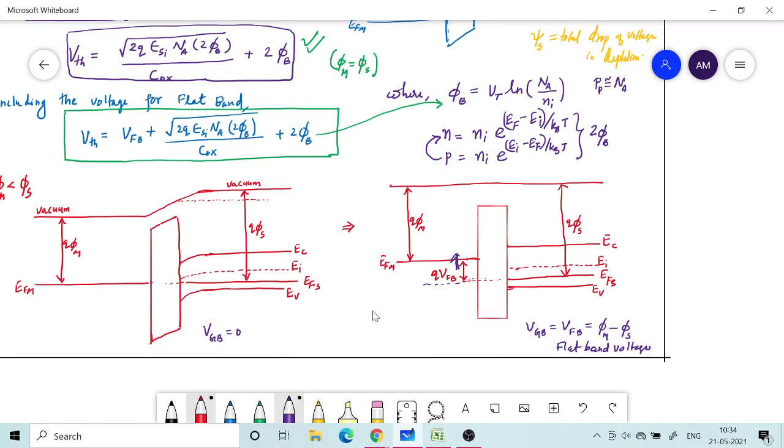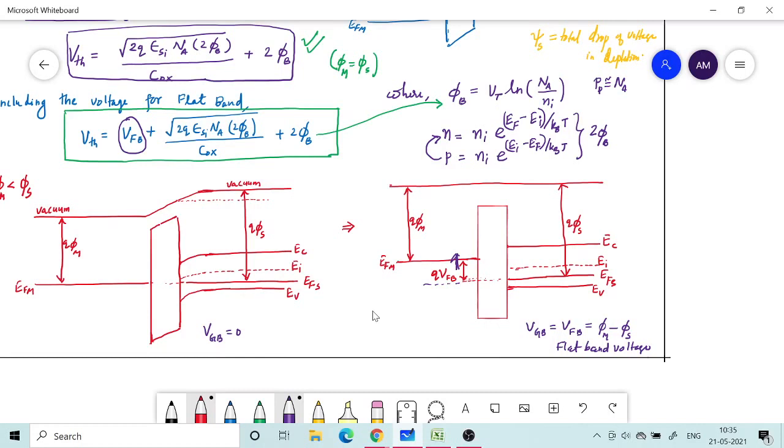That was only applicable for the flat band case. But if I have a different situation where phi m and phi s are different, then the only thing I need to do is add the flat band voltage to the earlier voltage. This is the new term that I have introduced: the earlier voltage plus V FB, which may be negative. Another way to think about it is that you first apply V FB to make all the bands flat, and then on top of that you apply additional voltage to bend the bands and create the inversion layer. Depending upon the material, these magnitudes are going to differ.